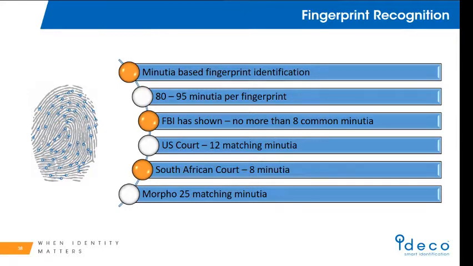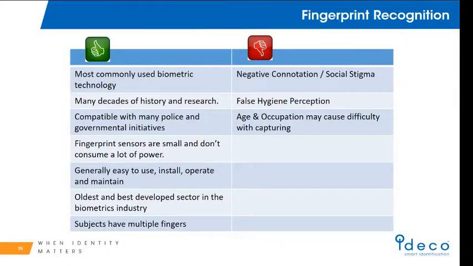And you can see what the courts in the US and South Africa use. And again, Otimorpho matches a very high level of minutiae points within the fingerprint environment. So it is the most commonly used biometric technology. Lots of research. I mean, you saw we talked about it from the 20th century upwards. Most governments and police services use it today. The fingerprint sensors are really small. It's easy to operate. And you've got multiple fingers you can use. So again, on our BIMS device, we capture all 10 fingers. It's not like you're looking at an eye, for example, where there's only one or two.